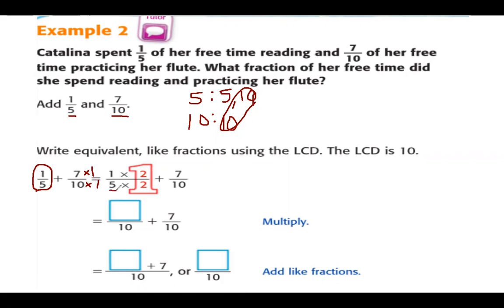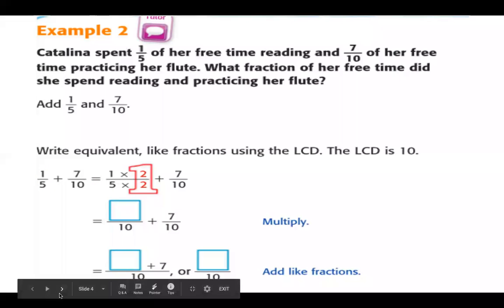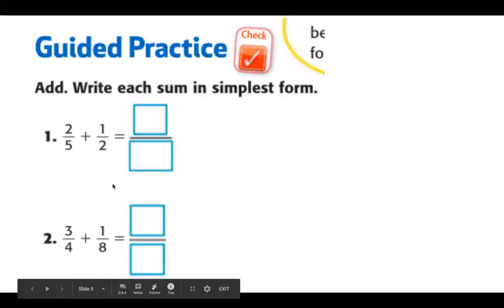So you can see right here, they did 5 times 2 to get 10, which means they have to do the same thing to the numerator and do 1 times 2, which is 2. So now I just take my numerators. I do not add my denominators. We do not do 10 plus 10. We only do 2 plus 7, which gets us 9. So the answer for that example is 9/10. Okay? Got a few more examples to do to make sure we've got this down.